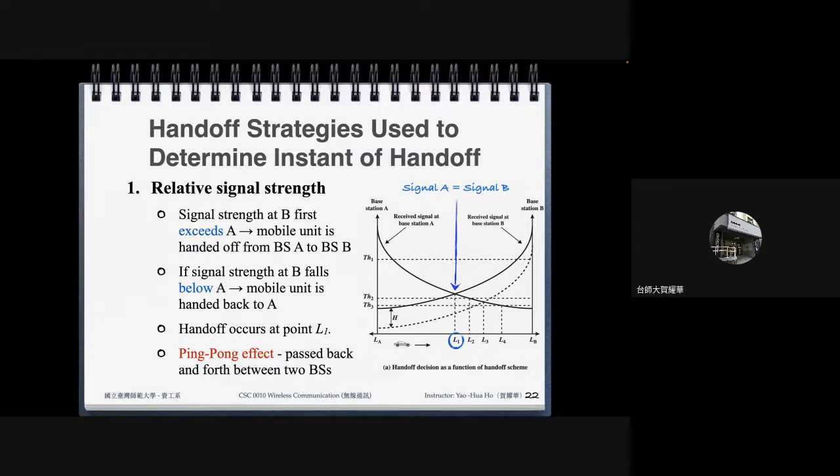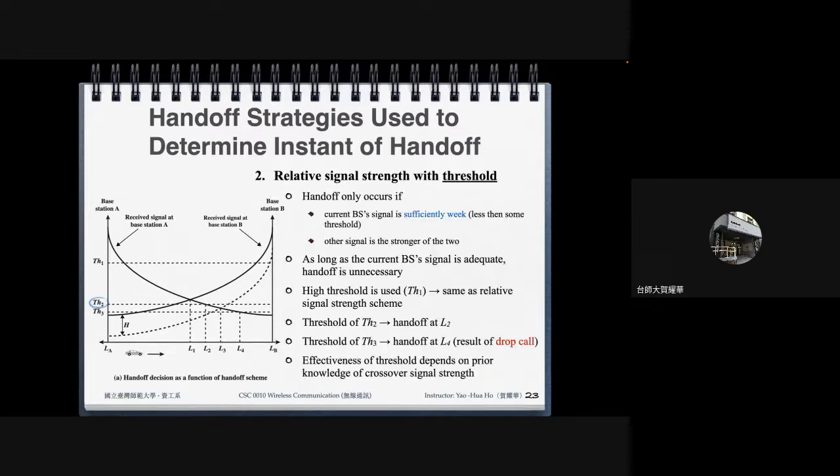The next one is what we call relative signal strength with some threshold, meaning I'm going to assign some threshold. The handoff only occurs if the current base station signal strength is significantly weaker, less than some threshold. Then you hand off. As long as the current base station is adequate, the handoff is unnecessary. For this, you can see an example with threshold 2 and threshold 3.